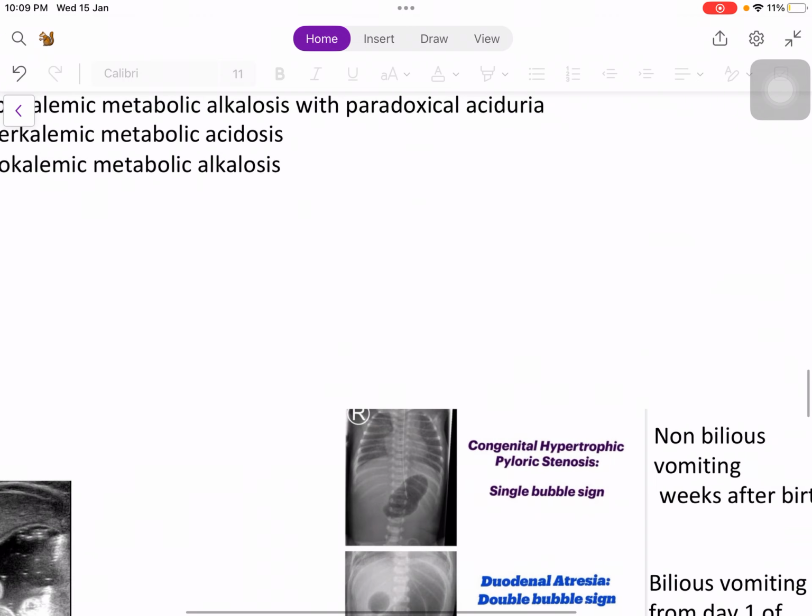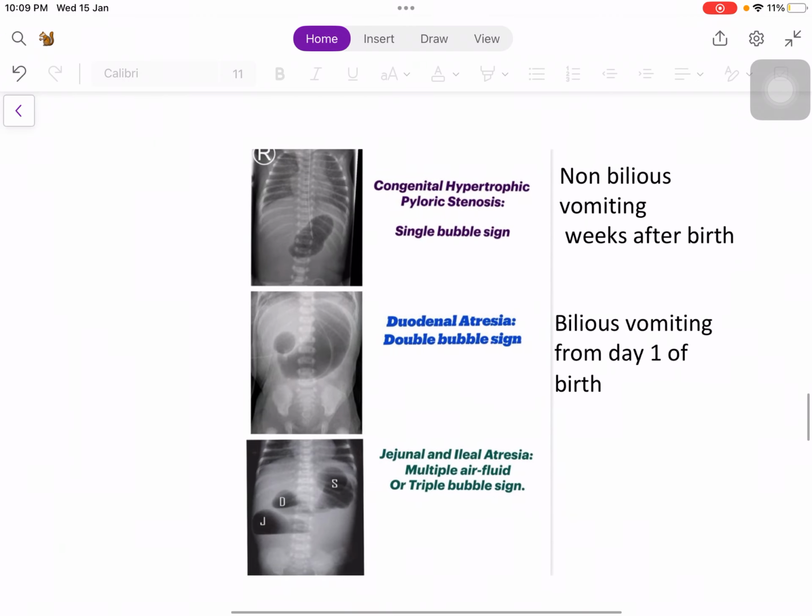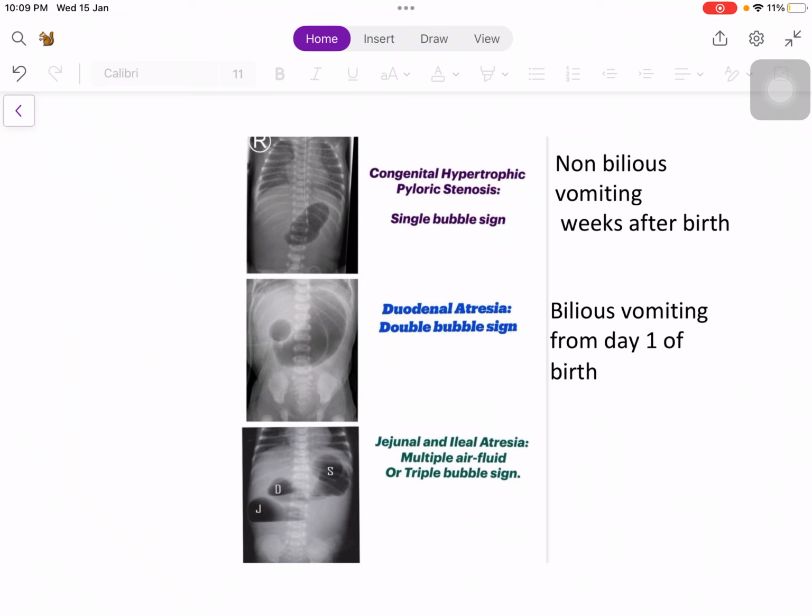And on x-ray also they might give x-ray findings. So in pyloric stenosis we get single bubble sign, that is a bubble in the stomach. In duodenal atresia we get double bubble sign, a bubble in the stomach and the duodenum. And in jejunal atresia we get triple bubble sign, that is a bubble in the stomach, duodenum and jejunum.